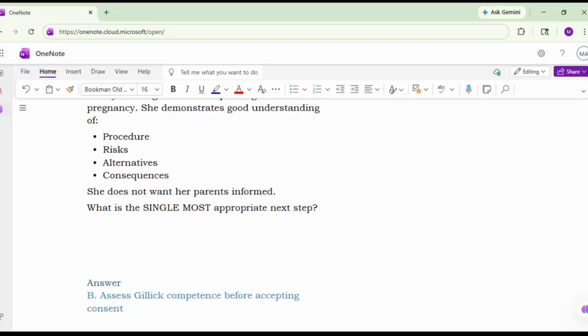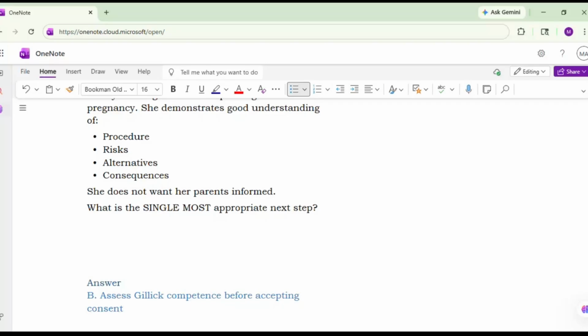Here they have given B: assess the Gillick competence before accepting the consent. So here actually E is also correct, because indirectly they have given that she demonstrates good understanding of procedure, risk, alternatives. But we have to check this. But in the question, it says that she demonstrates good understanding of all these things, which means it is already proved that she is Gillick competent. So why assess Gillick competence now? She is already competent. So E should be the better answer.